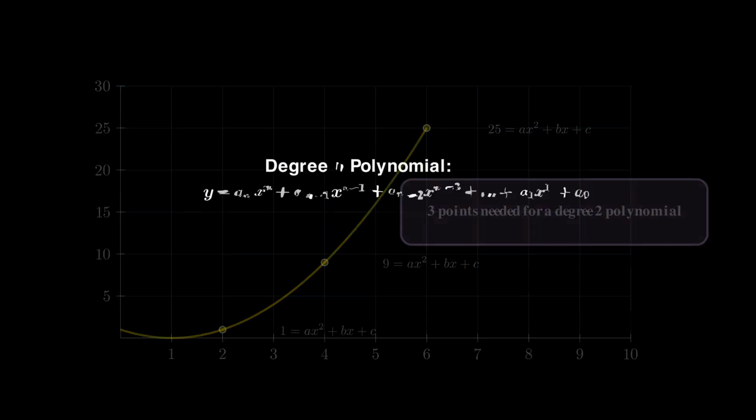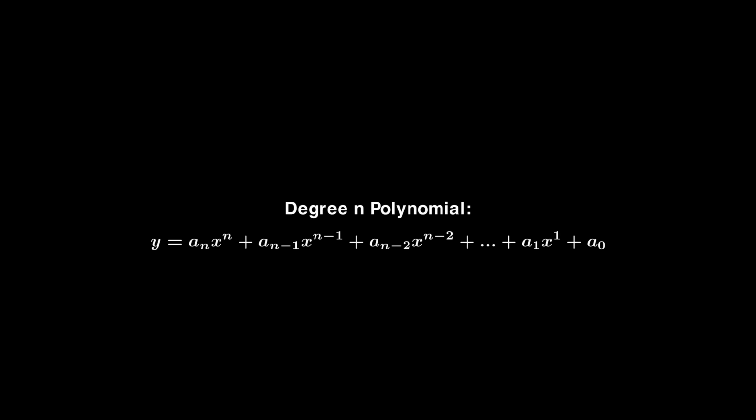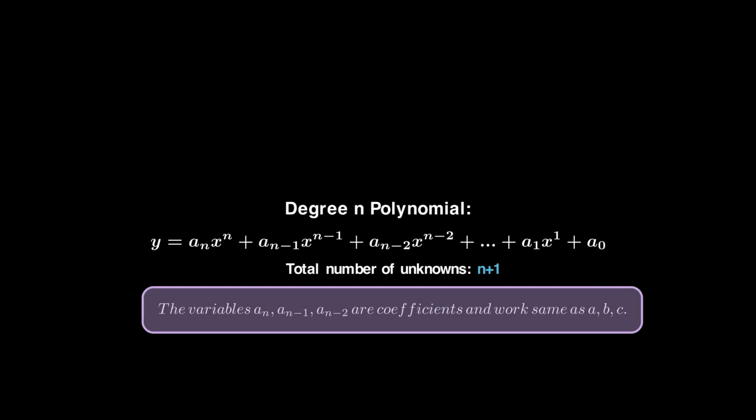In general, for a polynomial of degree n, we write it as y equals an times x to the power n plus an minus 1 times x to the power n minus 1 plus an minus 2 times x to the power n minus 2 and so on, down to a1 times x plus a0. We have n plus 1 unknowns, so we need n plus 1 points to uniquely determine the polynomial. Note that the coefficients an minus 1, an minus 2, and so on function similarly to a, b, and c.